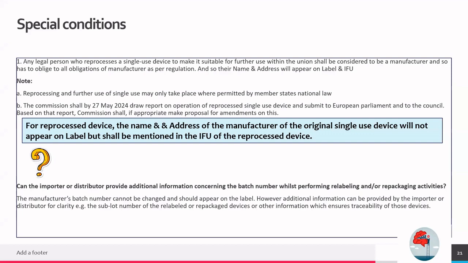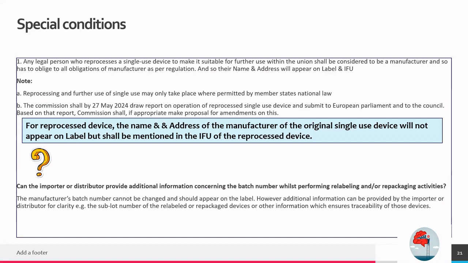Any legal person who reprocesses a single-use device to make it suitable for further use within the Union shall be considered a manufacturer, and so has to fulfill all the obligations of a manufacturer as per MDR. So their name and address will appear on labels and in the IFU. So reprocessing and repackaging parties can be called manufacturers when they reprocess, as they are doing it for themselves.